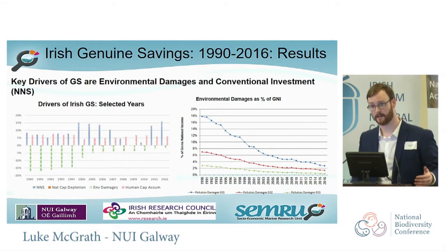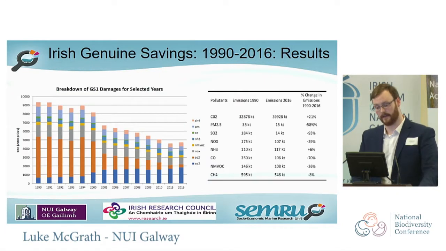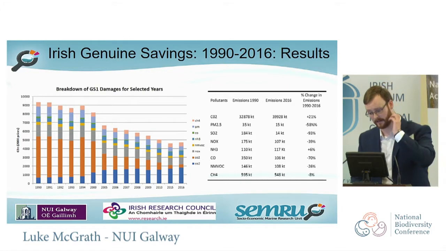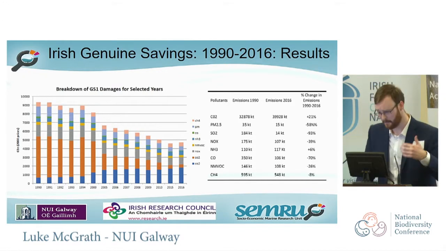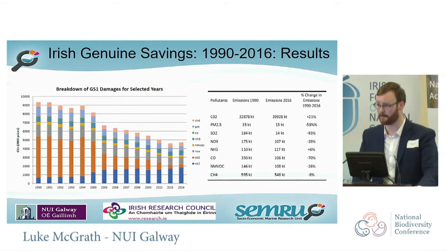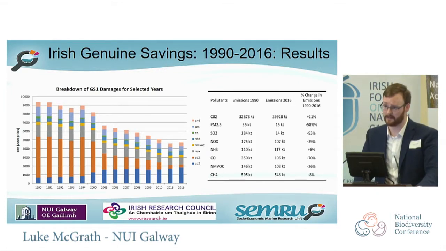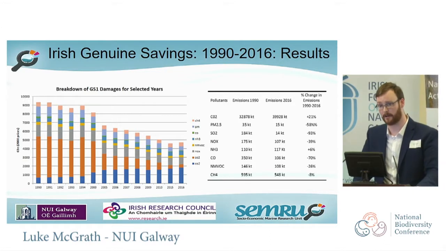So what was going on here? Focusing again on GS1, it's all about that orange component getting smaller. That's sulfur dioxide emissions. That's fallen by about 93% over the period, from about 144,000 kilotons to 14. That's largely reflecting the switch to cheaper, cleaner natural gas in electricity generation. Most of the pollutants there have fallen rapidly over that period. Only carbon dioxide and NH3, which is ammonia emissions, have gone up. They're both heavily influenced by agriculture.